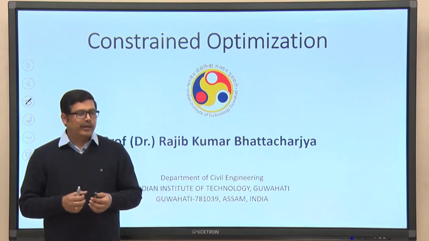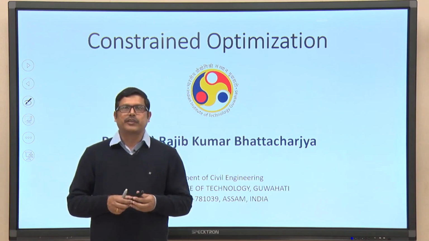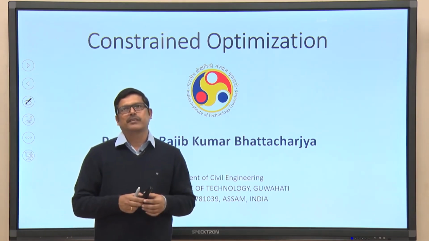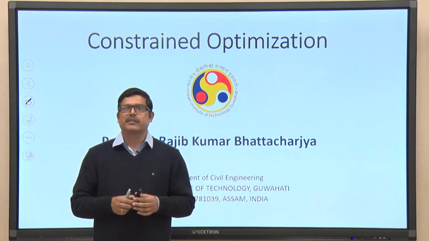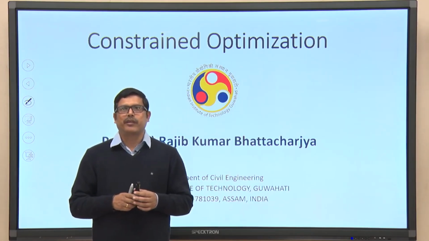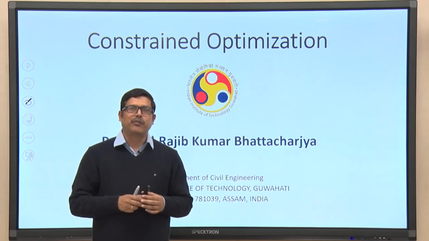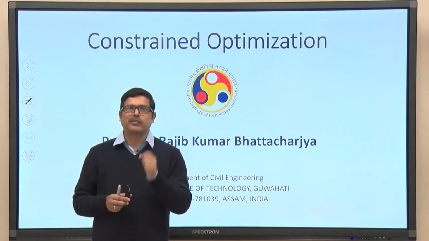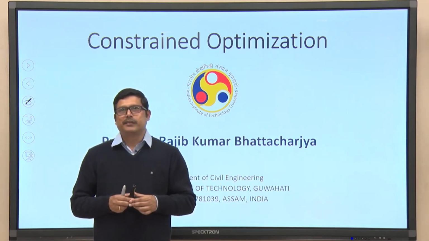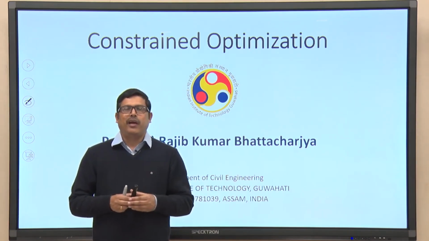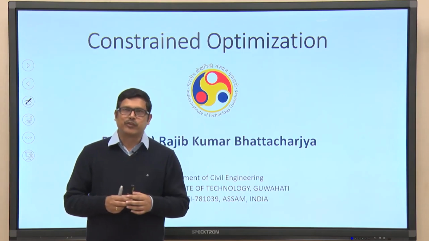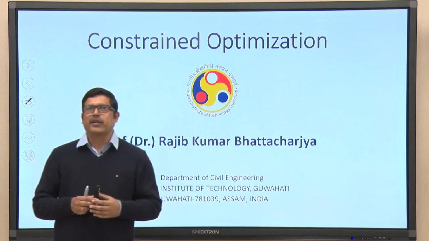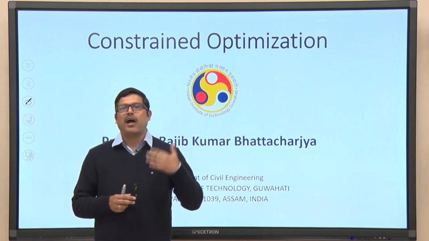Hello students. Today we will discuss the constrained optimization problem. In the previous classes, we have discussed the unconstrained problem, and the necessary and sufficient conditions for optimality of an unconstrained optimization problem. The necessary condition is that you take the first derivative and it should be equal to 0. For the sufficient condition, we calculate the higher order derivatives.